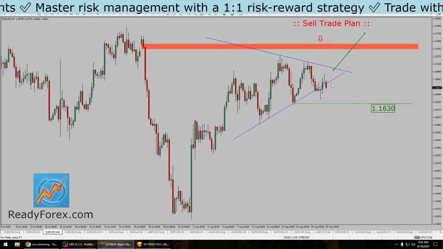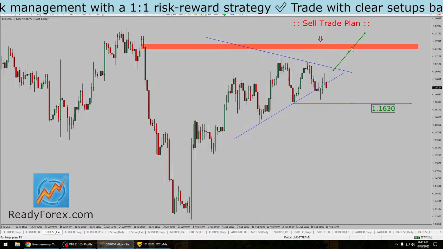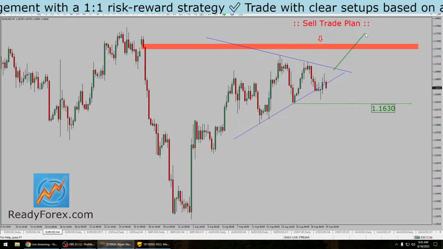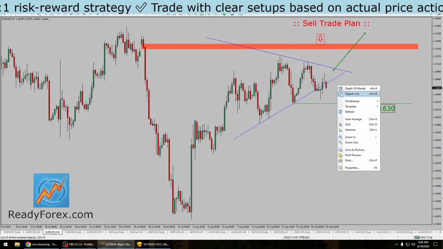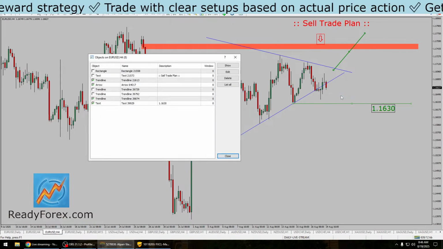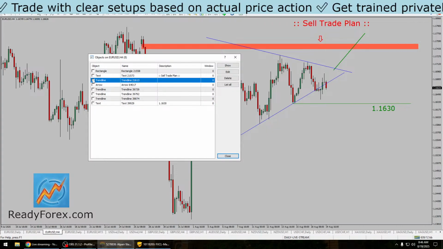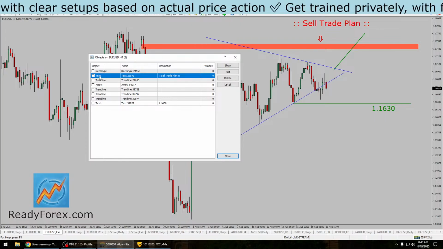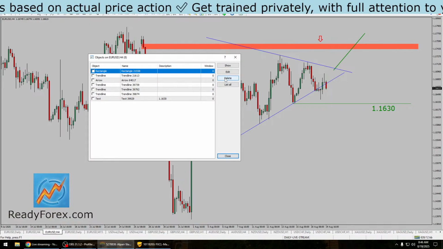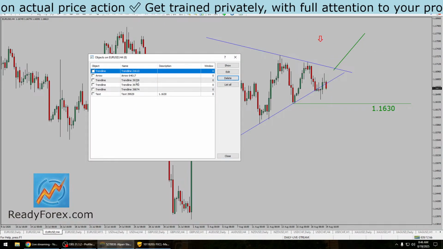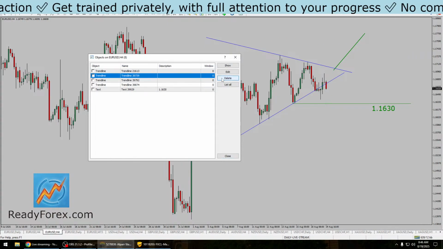So it's quite possible that price action is going to break higher, and if you do get a bullish breakout, then I think the sell trade plan isn't going to work. So I'm going to delete the sell over here. I don't think it's going to work if we do get a breakout. So this one is the arrow right over here. Delete it.